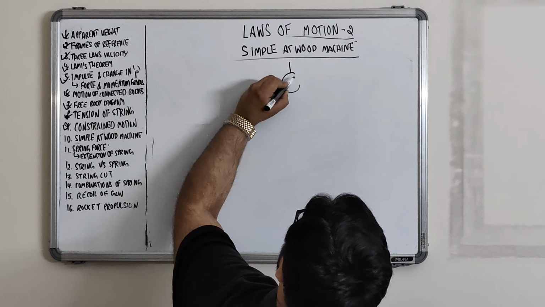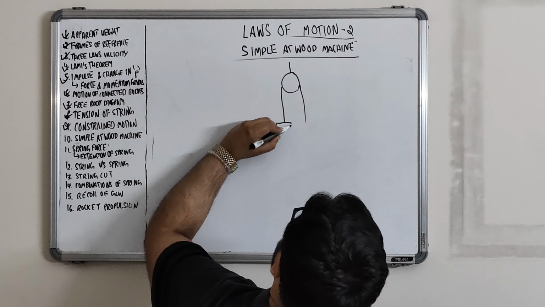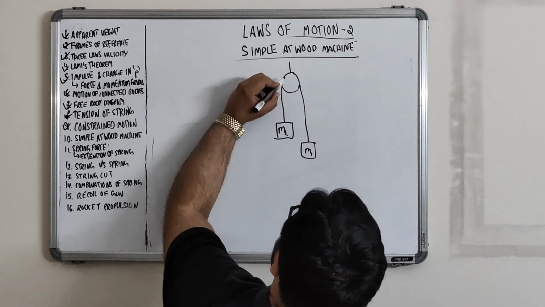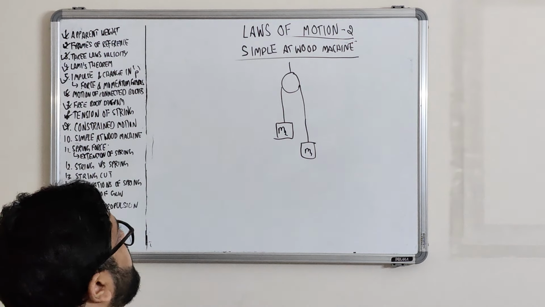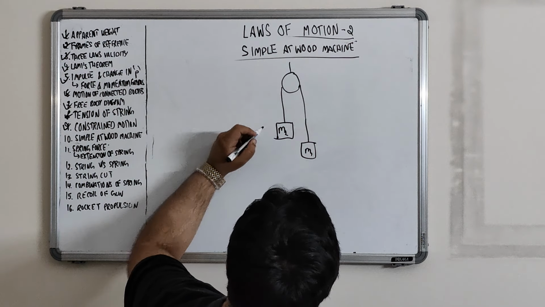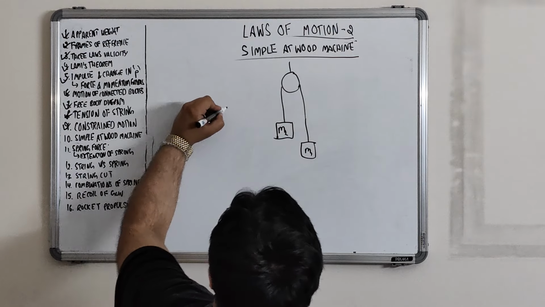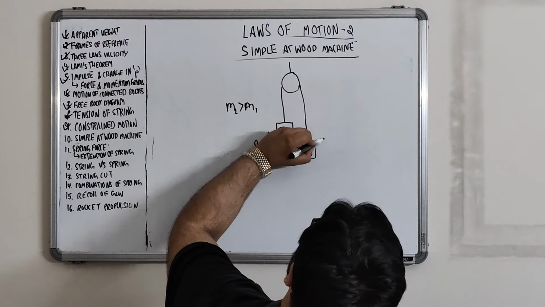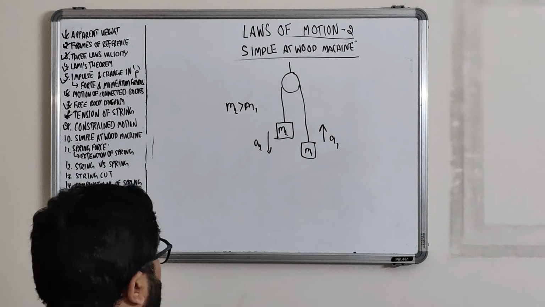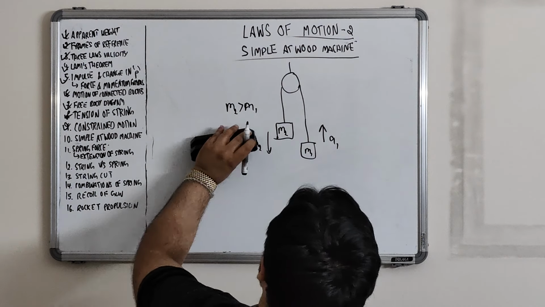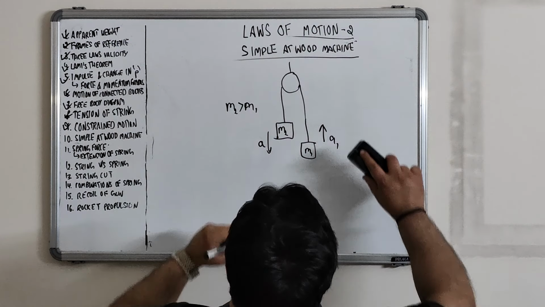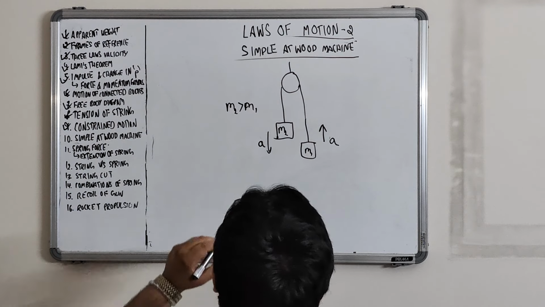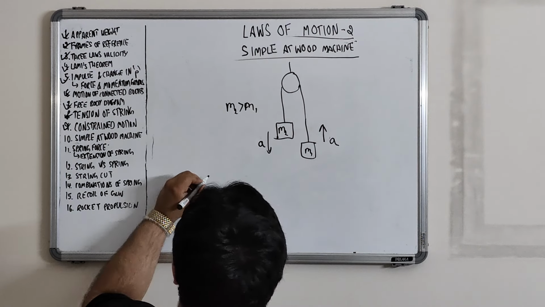Simple Atwood machine is nothing but one pulley, two masses, M2, M1. Pulley is frictionless, string is inextensible, and string is massless. These are all the usual assumptions. M2 is greater than M1, therefore a2 is downwards and a1 is upwards. Sorry, the acceleration is the same, not different, because it is the same string. So same acceleration. Okay, so let's make free body diagrams.